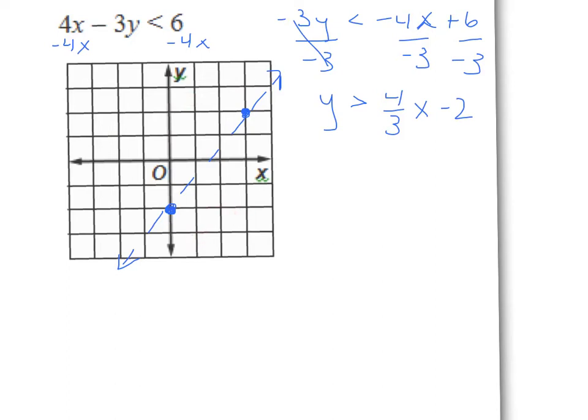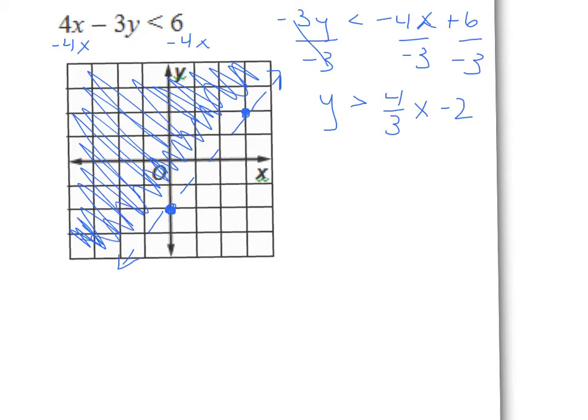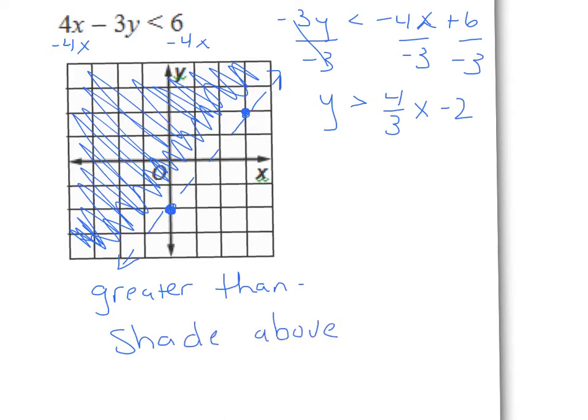All right, so I'm going to go ahead and shade this. Again, notice I'm going all the way across my grid. And so again, if I have a greater than, and again, it doesn't matter if it's greater than or equal to, I'm going to be shading above.